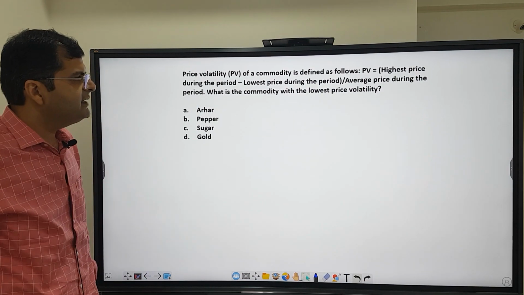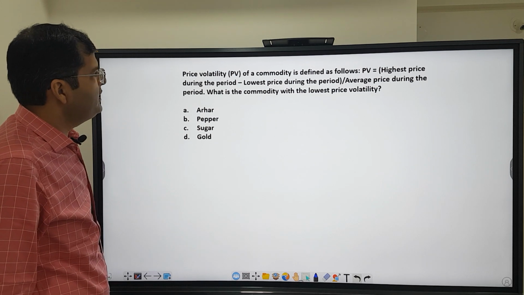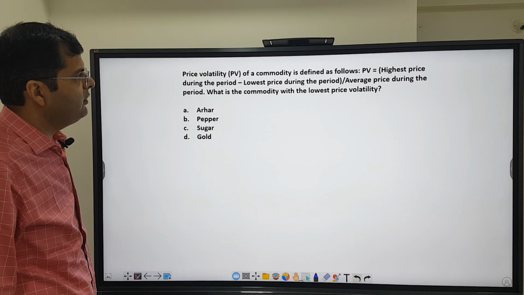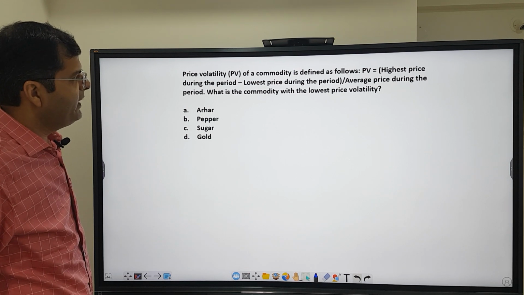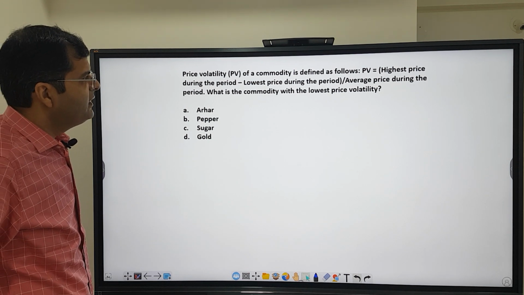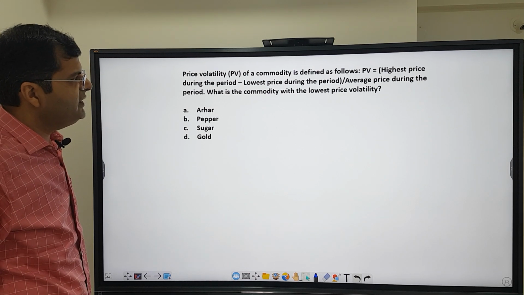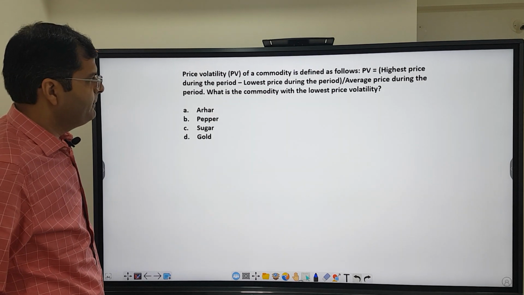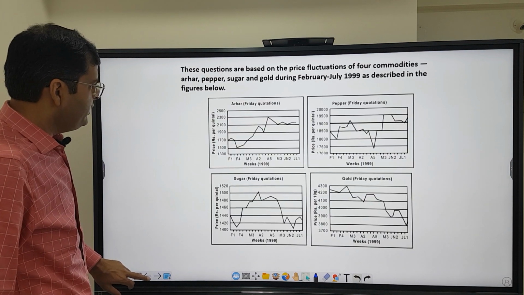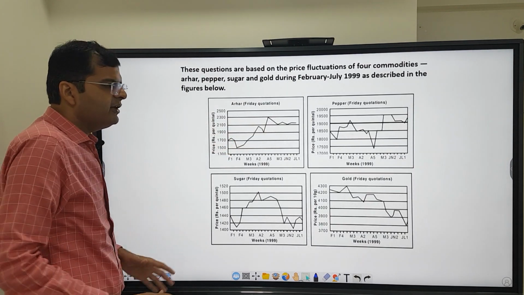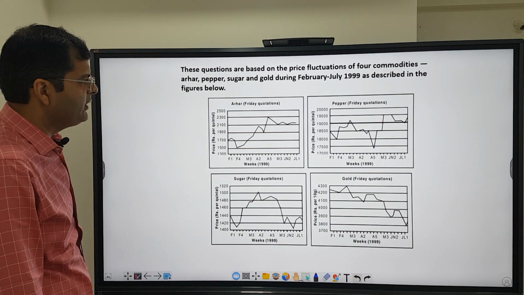So we'll now look at the second question of the set. The question says, price volatility of a commodity is defined as PV equal to the highest price during the period minus the lowest price during the period, divided by the average price during the period. What is the commodity with the lowest price volatility? If I start to calculate exact values, it is very difficult, so I'll make certain assumptions and we'll calculate on that.